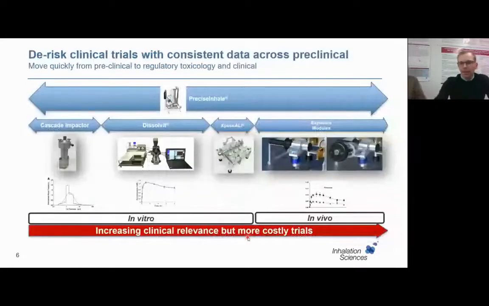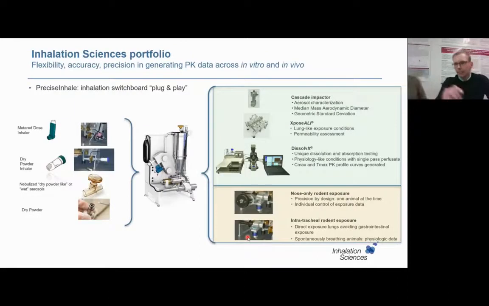And just one more thing is that thanks to the fact that we use the same aerosol across the different modules, we can achieve relevant IVIVC, in vivo in vitro correlations. All right.